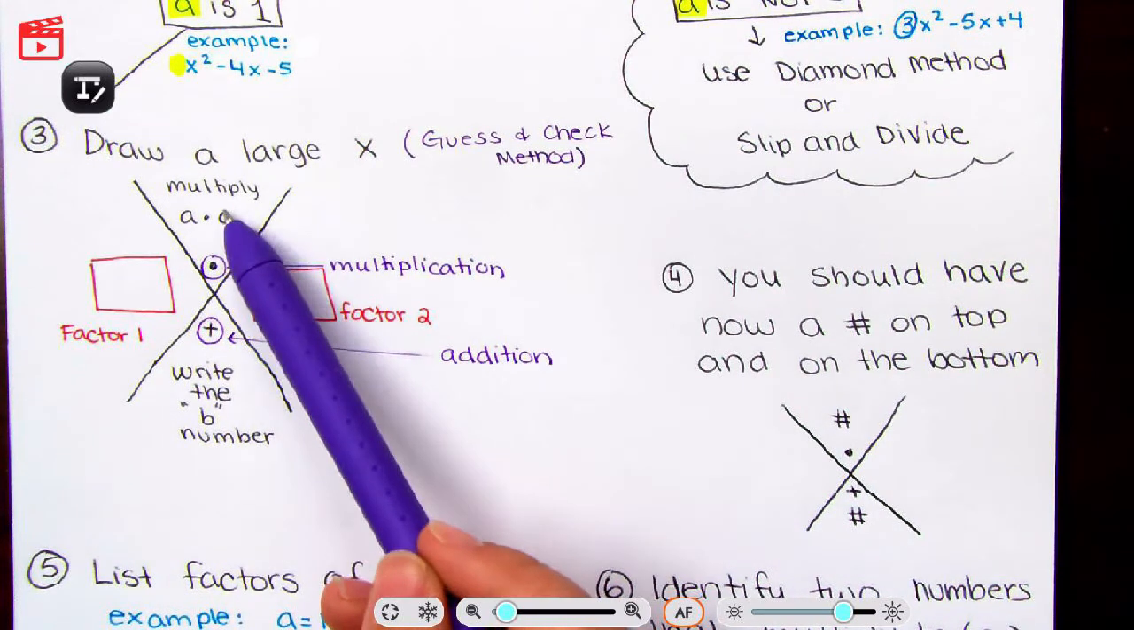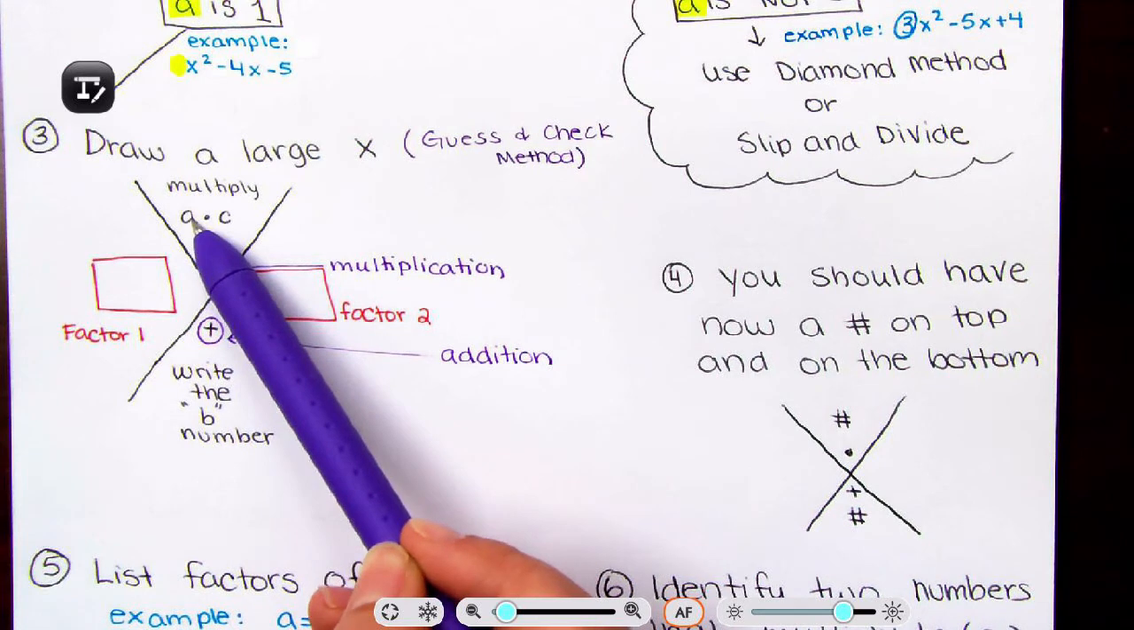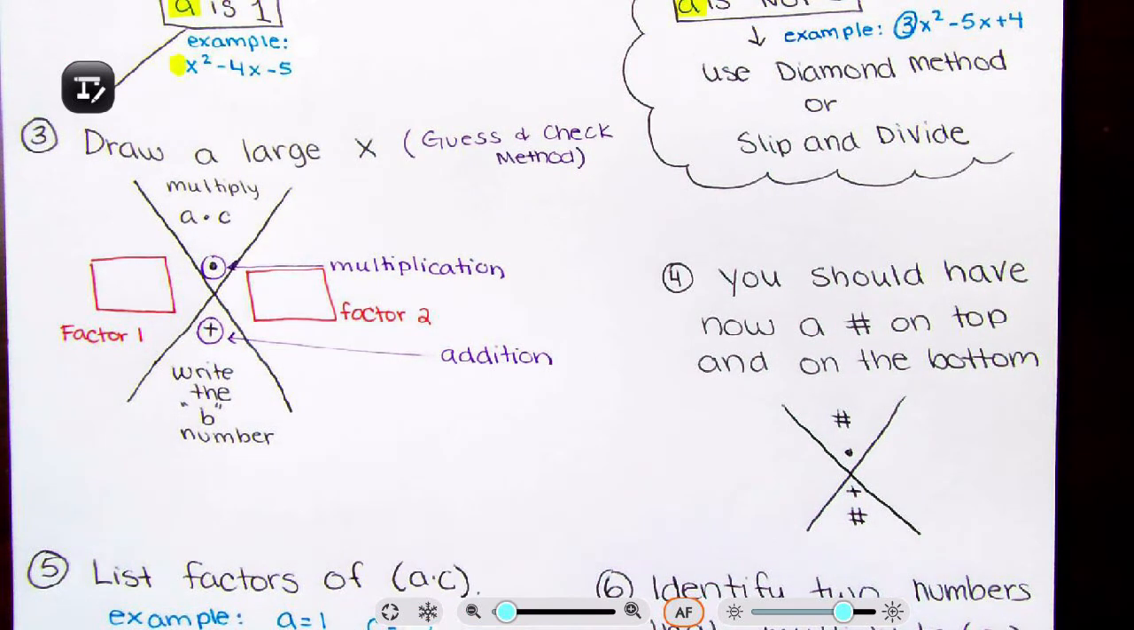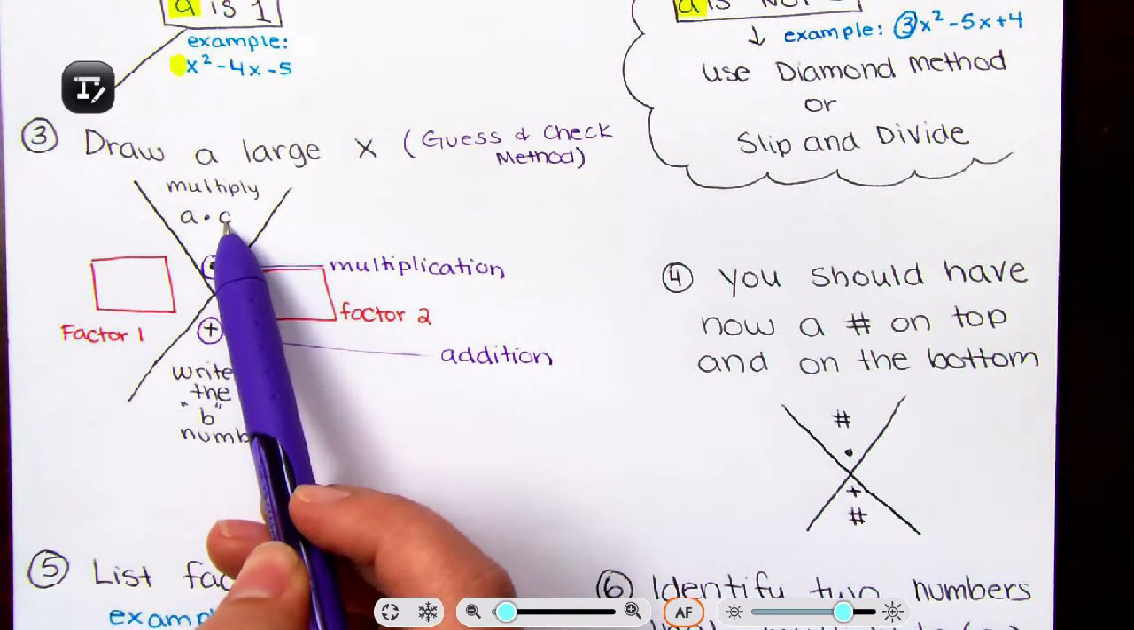On the very top, you're going to multiply your leading coefficient. In this case, it's 1. And then you're going to multiply it by your C, which in this case is the constant. Since A is 1, you're just going to take the constant. There are other methods that you will see when A is not 1 that we need to include it. So just put your constant in here.